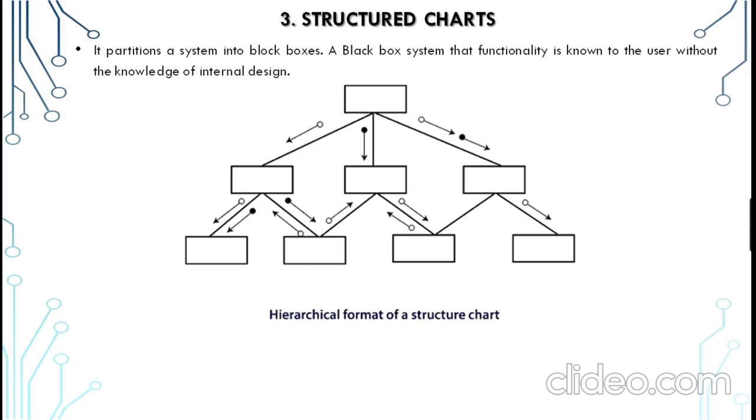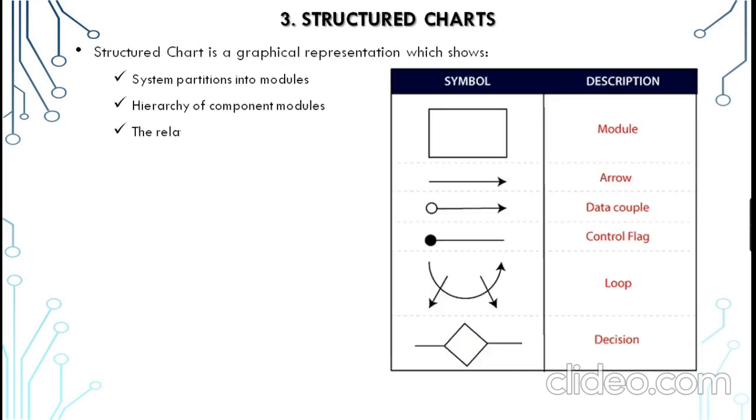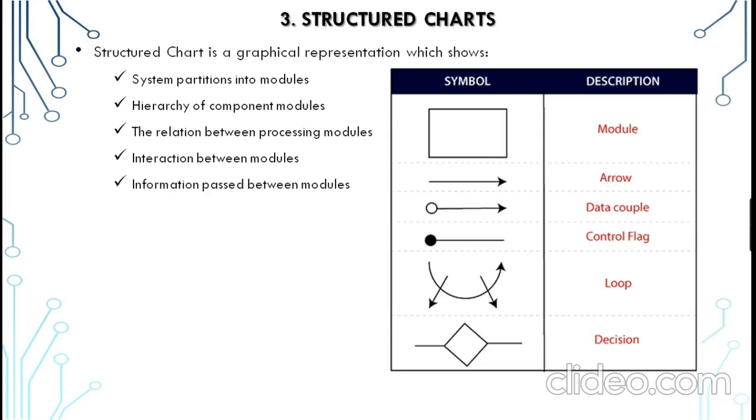A structure chart is a graphical representation which has a set of symbols. A rectangle represents the module, an arrow shows the flow, an arrow with a circle shows the data couple, and an arrow with a filled circle shows the control flag. An arrow with a rounded arrow shows the loop, and a diamond symbol shows the decision, which is how the system partitions into modules.